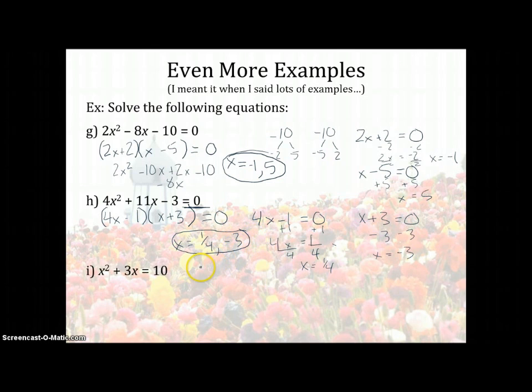And for our last example, notice here it's slightly different. We don't have just 0 on this side of the equation. So what we need to do is make sure that we do have 0 on one side of the equation. And in order to do that, we can subtract. So that's going to get us x squared plus 3x minus 10 is equal to 0. Now that we have it set equal to 0, we need to do our factoring.